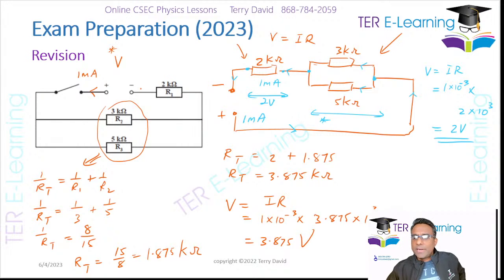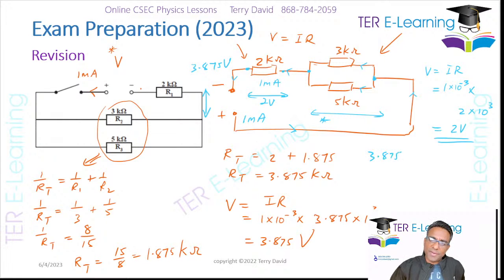So some people gave me the correct answer. Some people are saying the answer is 1.875. Let's see if that's really true. All you need to do here is, you know the voltage of the power supply, you just worked out this, we got 3.875 volts, and you have 2 volts across the 2 kilo ohm. So the voltage across the 5 kilo ohm is simply going to be 3.875 volts minus 2 volts, and you're going to get 1.875 volts. So that's the voltage across the 5 kilo ohm.